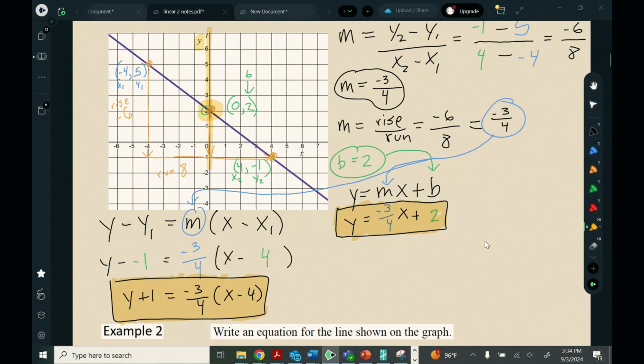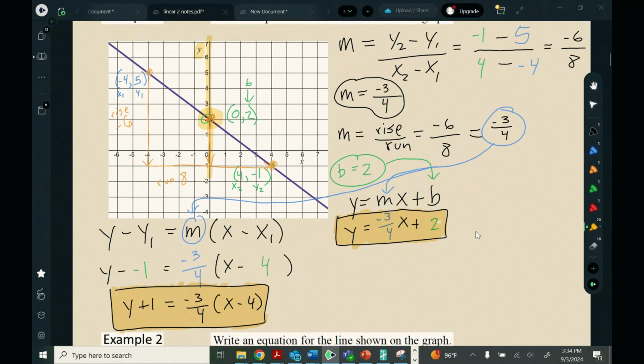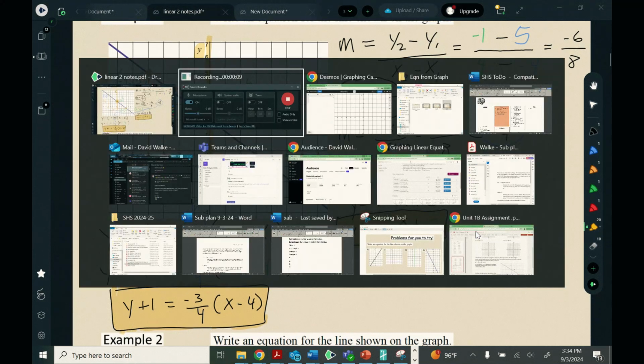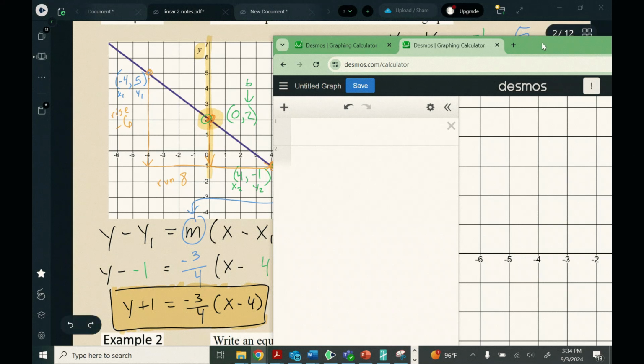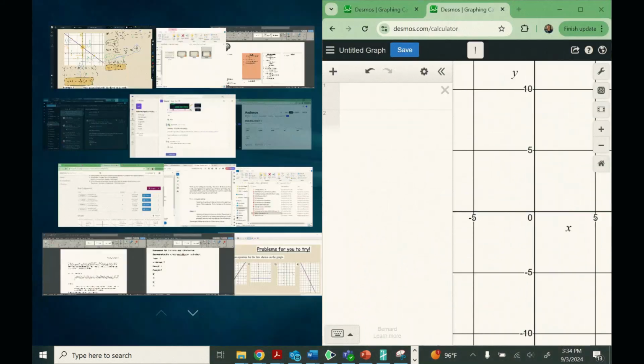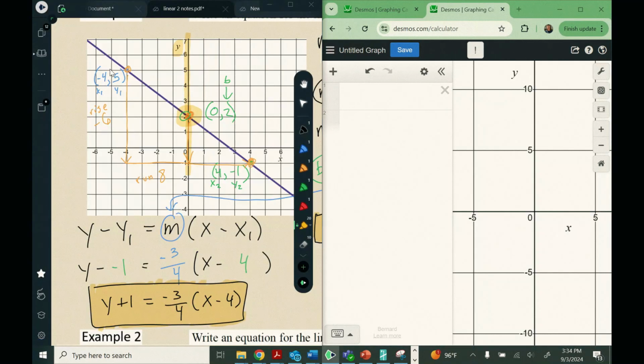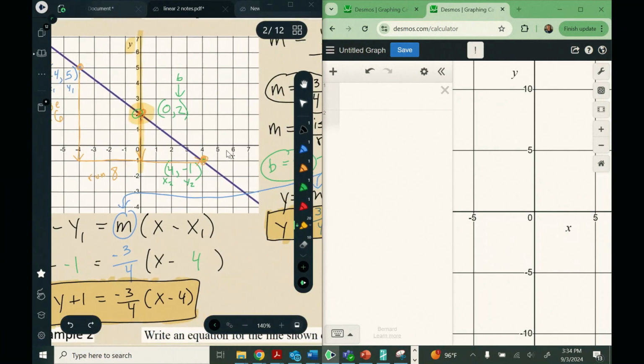So we're going to take a look at Desmos, and this is a way to check your answer. I encourage you guys to do the same, to check your answer anytime that you're working on an assignment. You want to check and see if you got it right. This is how you can do it.